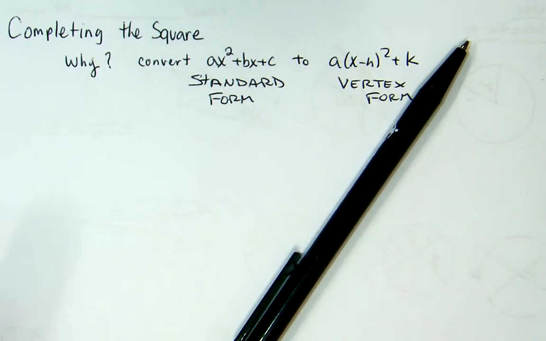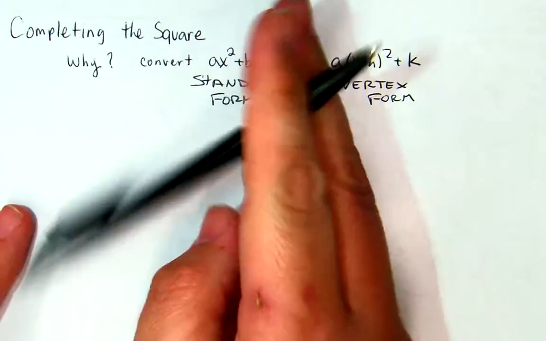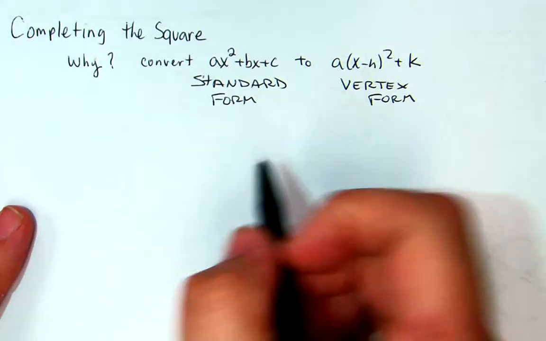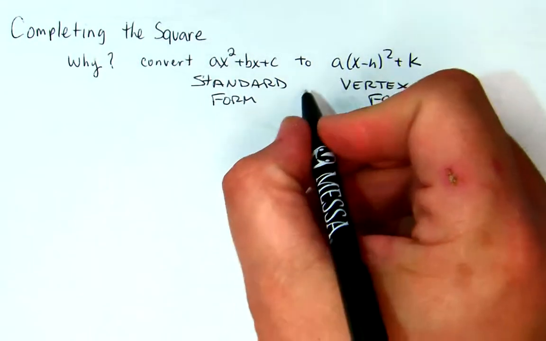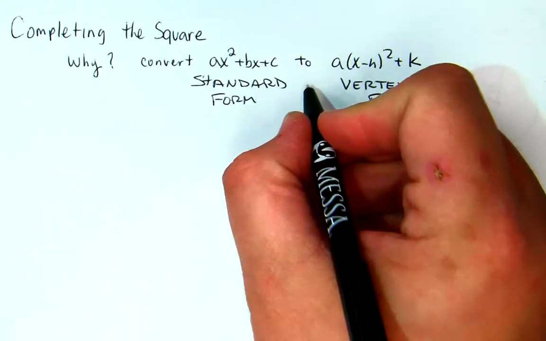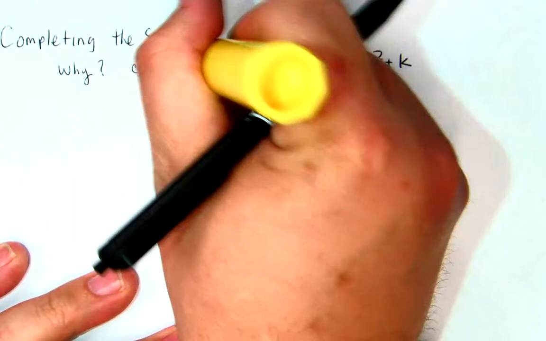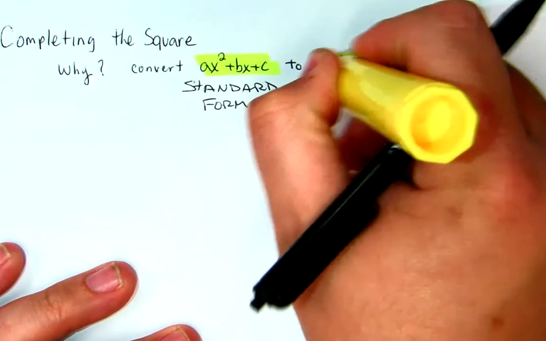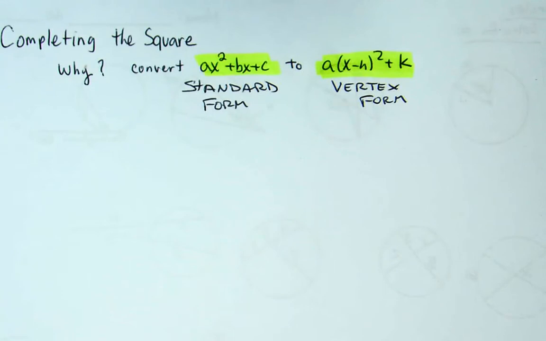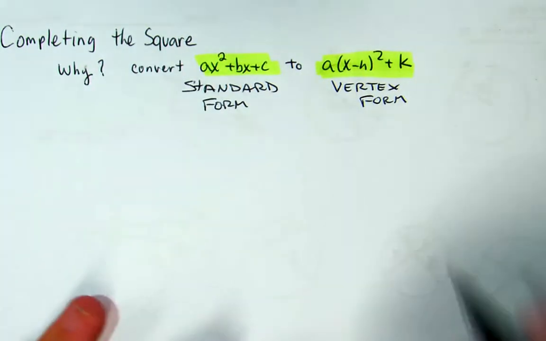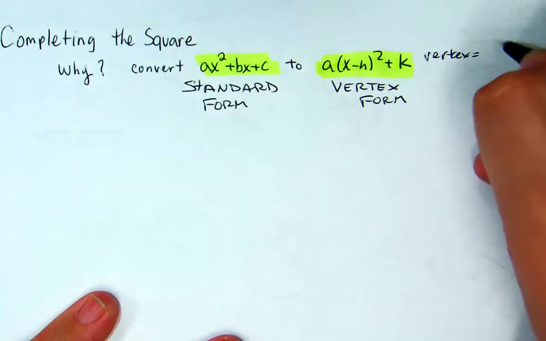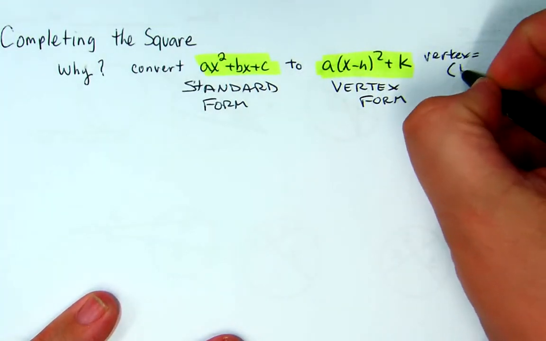Hey everybody, completing the square. Completing the square usually gets a bad rap because people get scared of what they need to do with this. All it is is a simple process that's going to take us from standard form of an equation, which is ax squared plus bx plus c, to the vertex form of a quadratic equation, a times (x minus h) squared plus k, where the vertex is the point (h, k).